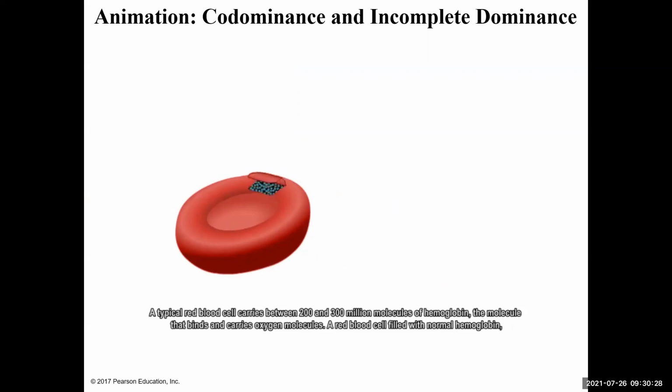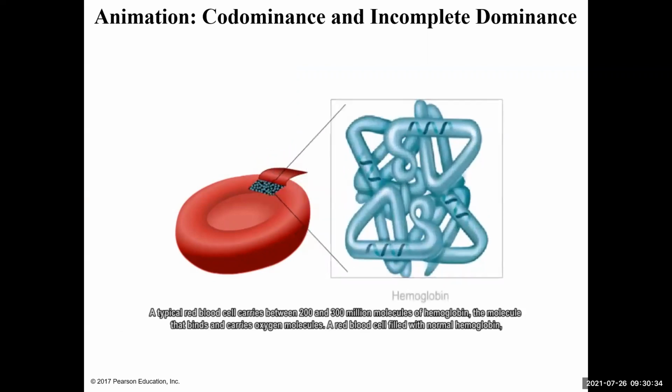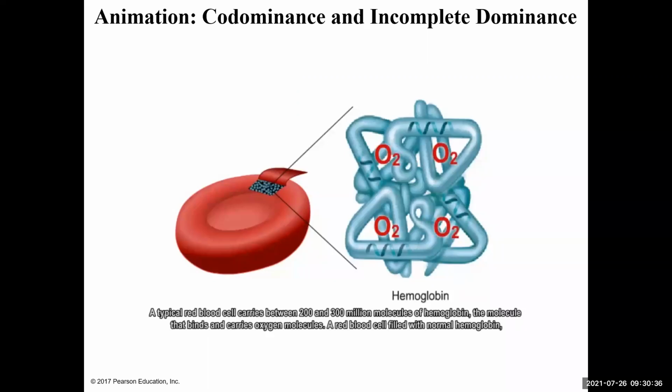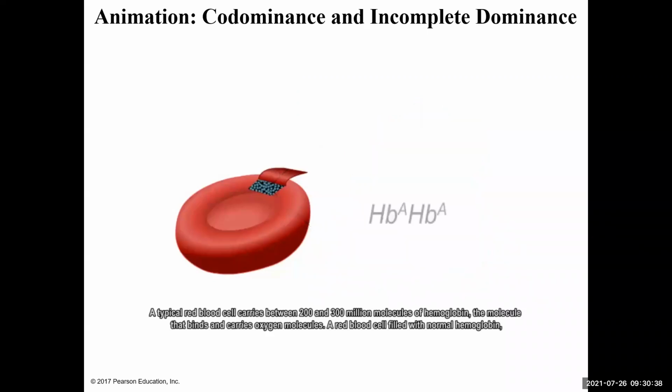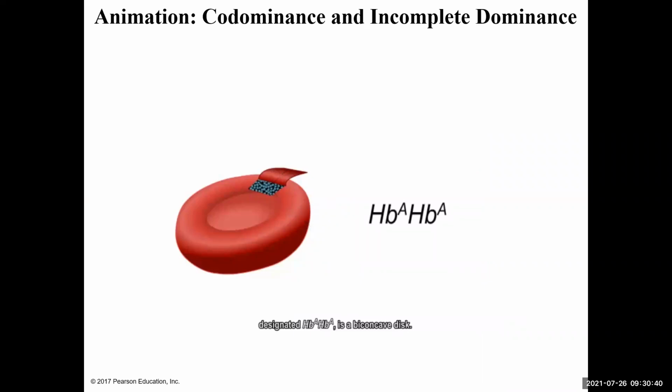Complete dominance is not the only possibility for a heterozygous genotype. Sickle cell hemoglobin provides an example of a pattern of inheritance called incomplete dominance. A typical red blood cell carries between 200 and 300 million molecules of hemoglobin, the molecule that binds and carries oxygen molecules. A red blood cell filled with normal hemoglobin, designated HbA-HbA, is a biconcave disc.